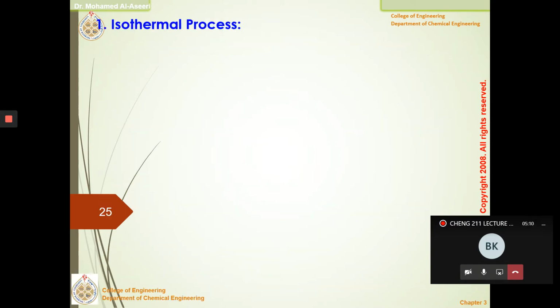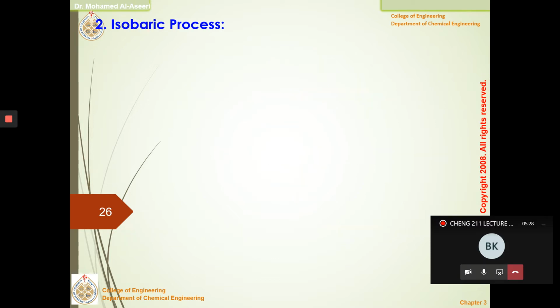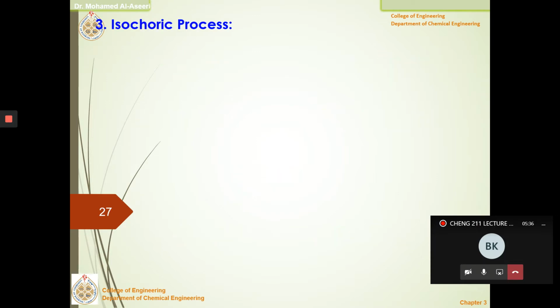Then we said, okay, now for ideal gas, we have several processes. On Sunday, we started with the isothermal process. We mentioned that if temperature is constant, then delta U is 0, delta H is 0, and we derived the equations for Q and W. If it is isobaric, it means the pressure is constant, and we also derived the related formula for it. I think that's where we reached, am I right?